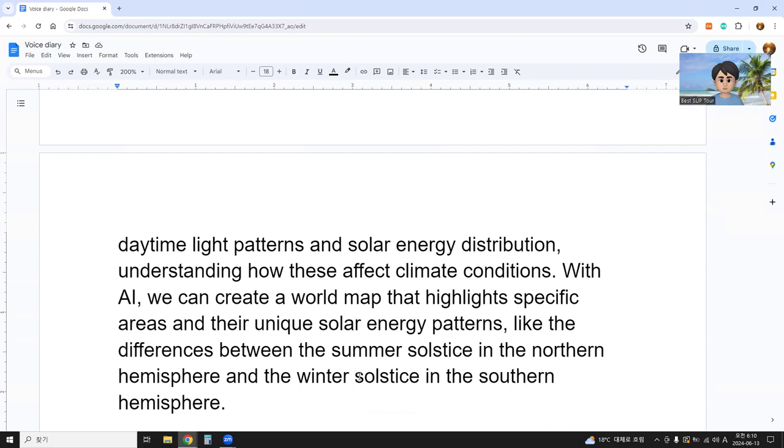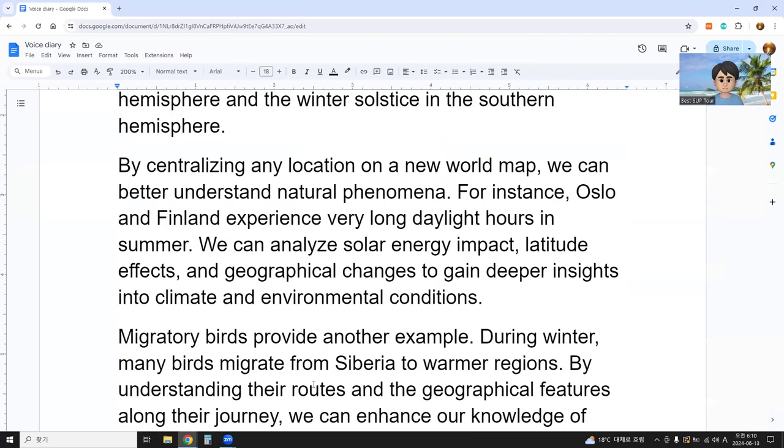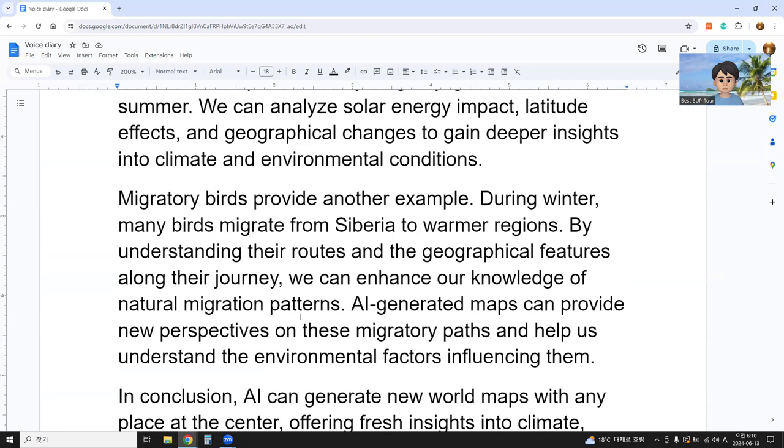And we can create a world map that highlights specific areas and their unique solar energy patterns, like the differences between the summer solstice in the northern hemisphere and the winter solstice in the southern hemisphere. By centralizing any location on a new world map, we can better understand natural phenomena. For instance, Oslo and Finland experience very long daylight hours in summer. We can analyze the solar energy effect, latitude effect, and geographical changes to gain deeper insight into climate and environmental conditions. Migratory birds provide another example.